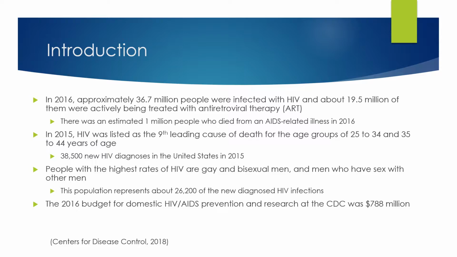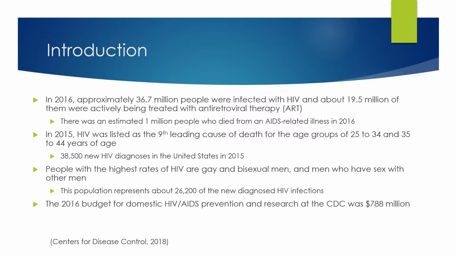In 2016, approximately 36.7 million people were infected with HIV, and about 19.5 million of those people were being actively treated with antiretroviral therapy, also known as ART. There was an estimated 1 million people who died from an AIDS-related illness in 2016. In 2015, HIV was listed as the 9th leading cause of death for the age groups of 25 up till 44 years of age.